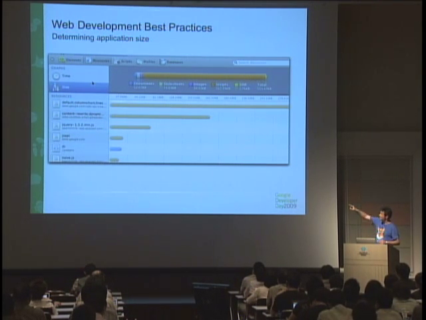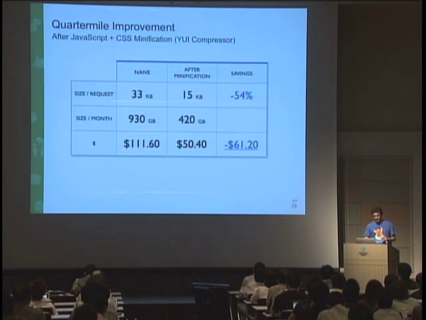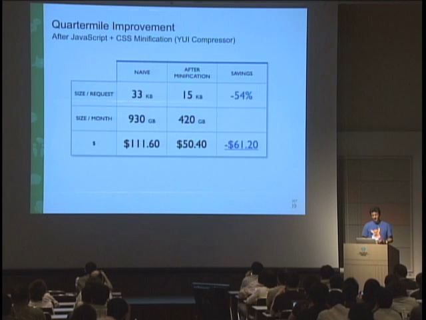So here, for example, what you can see is jQuery, which is a classic JavaScript library that people use to develop web applications. Here we use jQuery 1.3.2.min.js, and min means minified. So when you do JavaScript and CSS minification, you get a 54% saving in terms of the size of the request. That represents a saving of $61 in terms of money. So that's quite significant.